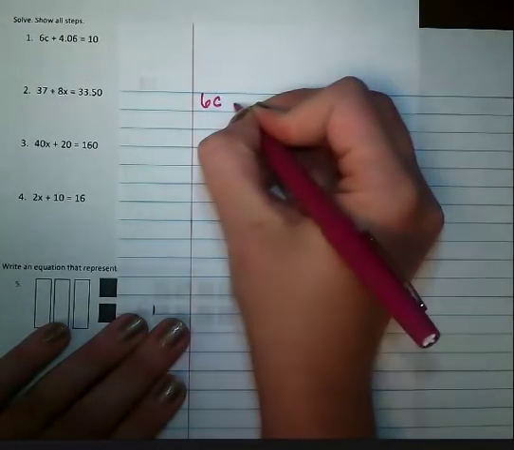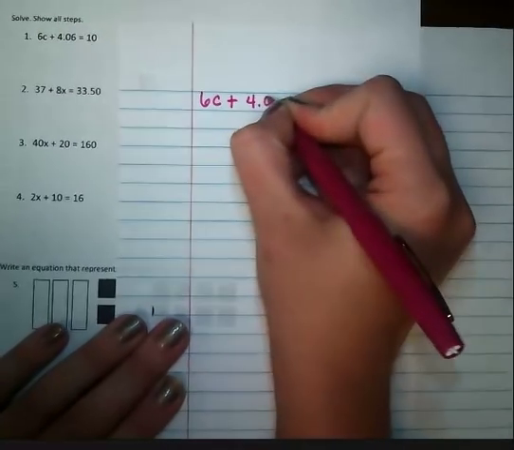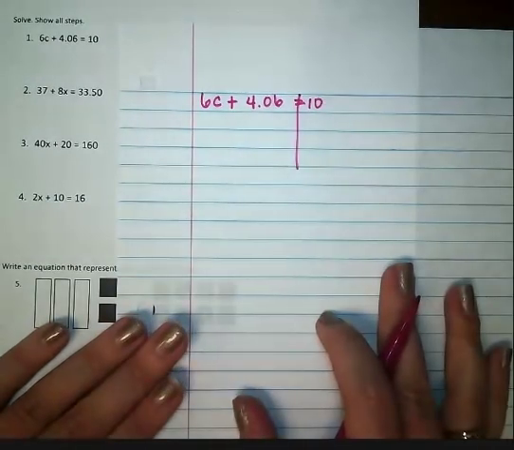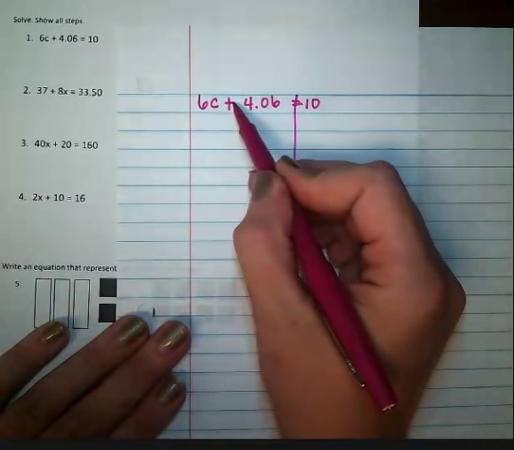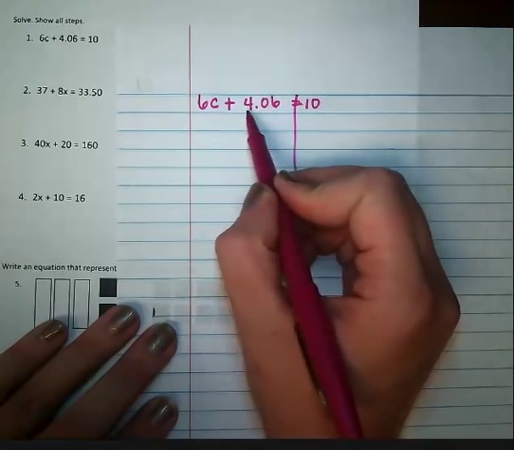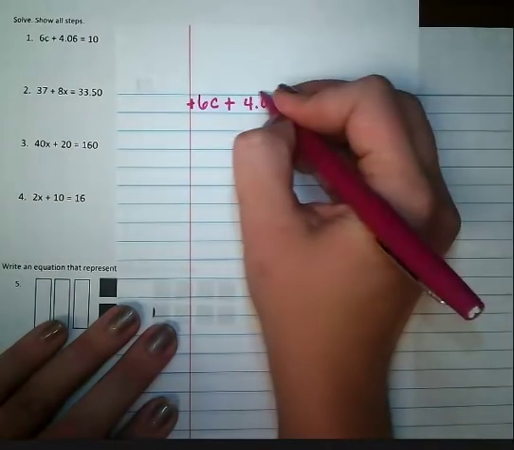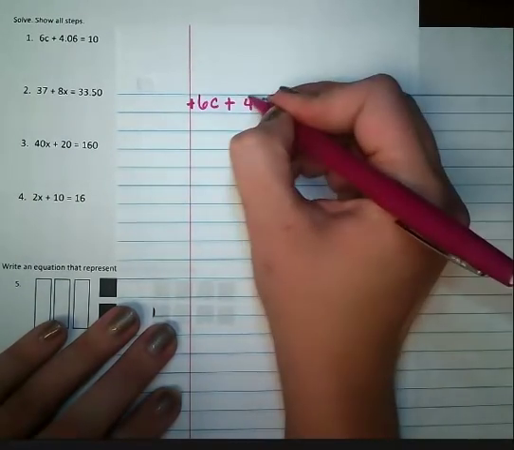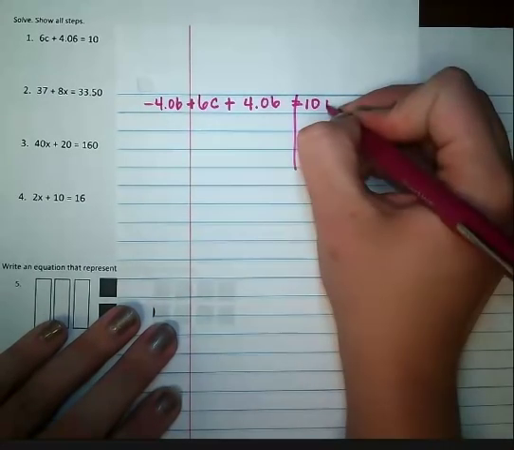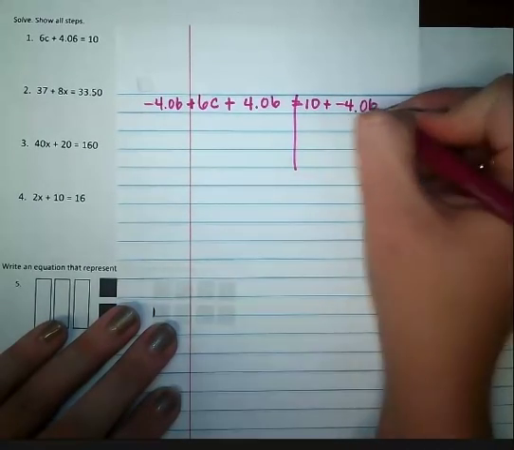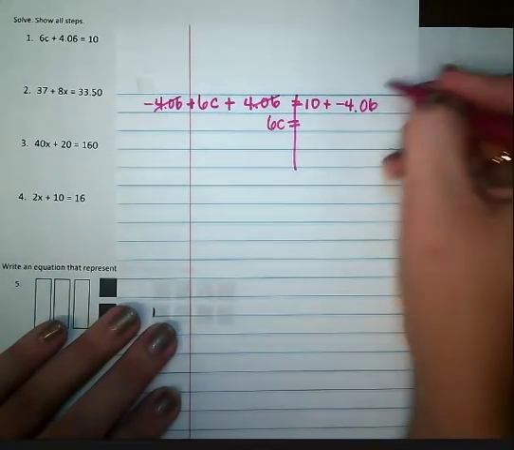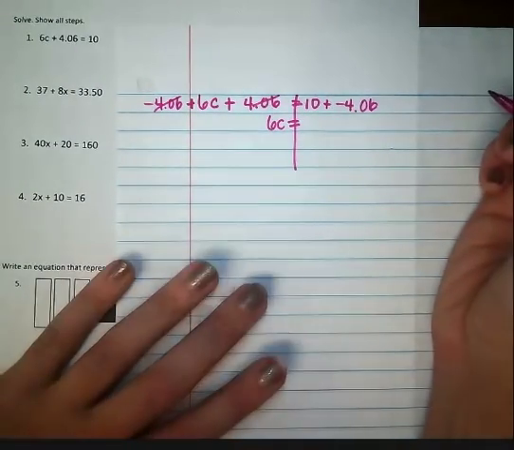We've got 6c plus 4.06 equals 10. So I'm going to draw my line, and our first step is to make sure it's an addition problem, which it is. Second step is to get rid of the constant, which is the number without the variable. So we got 4.06 is our constant, and the way that we get rid of the constant is to add the opposite. And whatever we do to one side, we do to the other. So these cancel, and I've got 6c equals 10 plus negative 4.06.